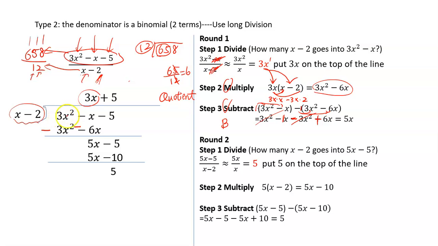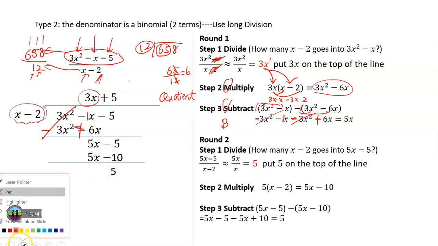Okay, so now we do 3x squared minus 3x squared, they cancel. And then when we're doing negative x minus negative 6x, this is like doing minus minus, two minuses will become a plus. So this is going to be turned into a plus sign here. So we're actually doing negative 1 plus 6, which is positive 5x.